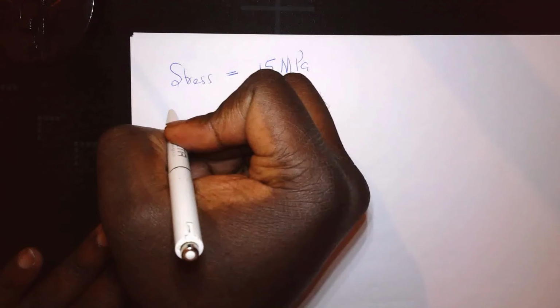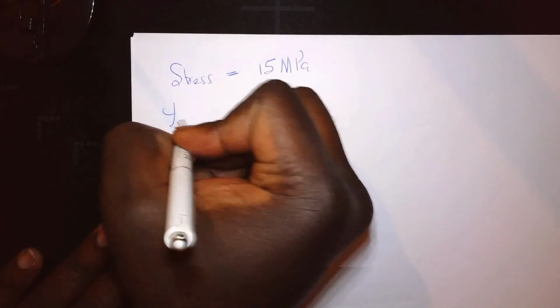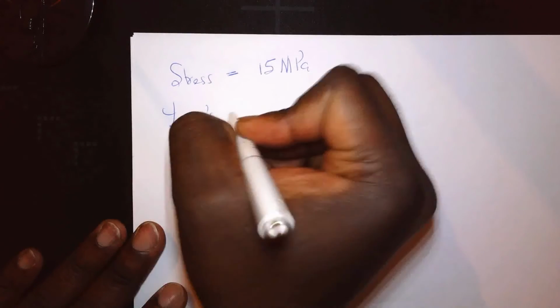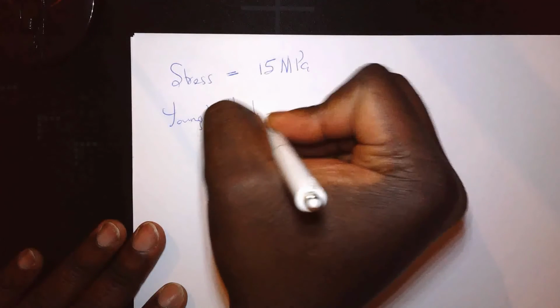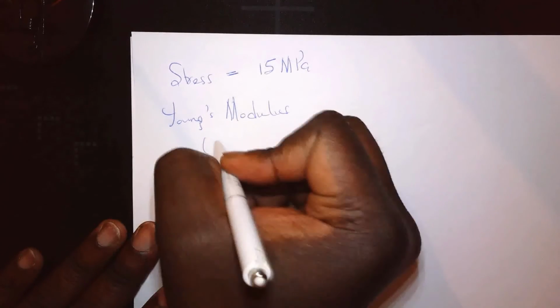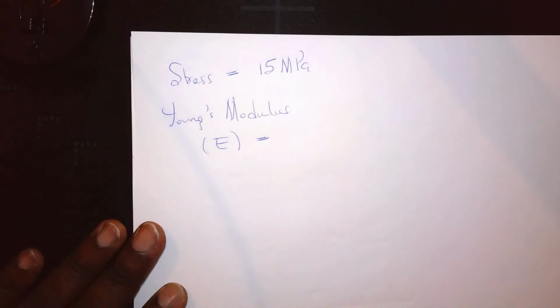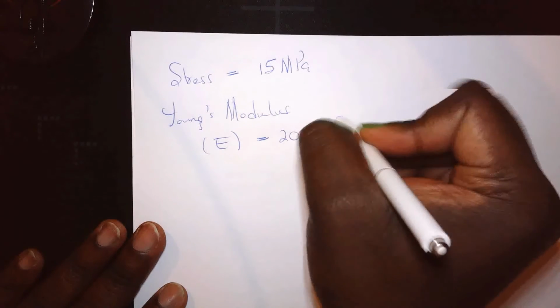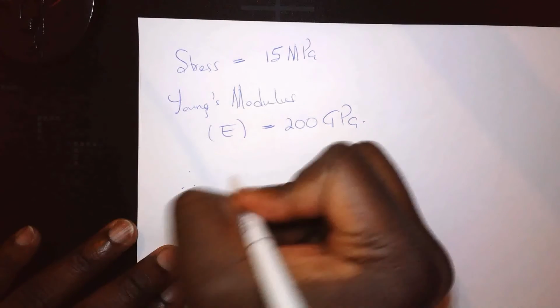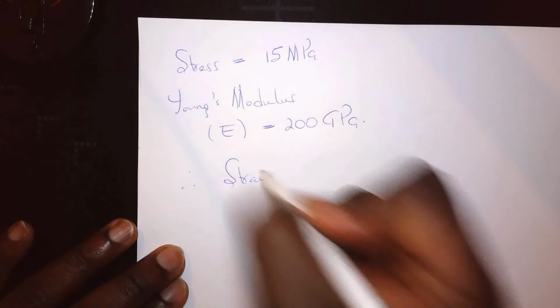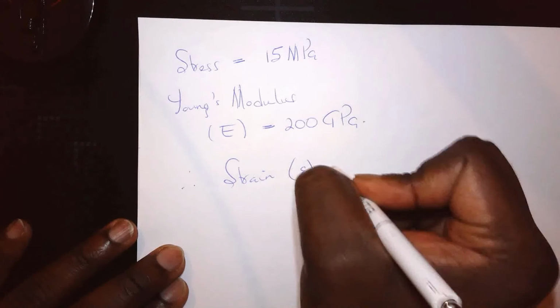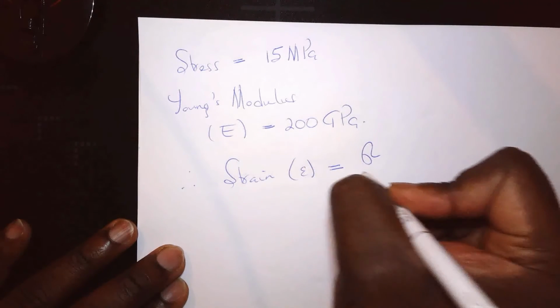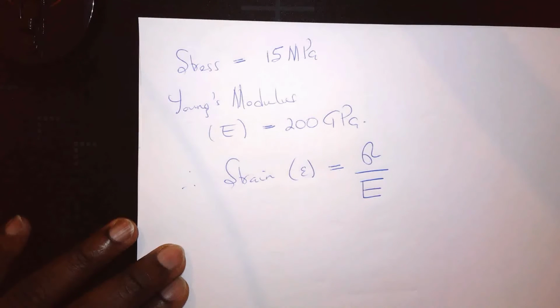We've also been given some information regarding the Young's modulus. So the Young's modulus, that's our E, that was given as 200 GPa. Alright, so giga, that represents a billion. So therefore, the strain, the measure of deformation, epsilon, is equal to the stress divided by the Young's modulus.